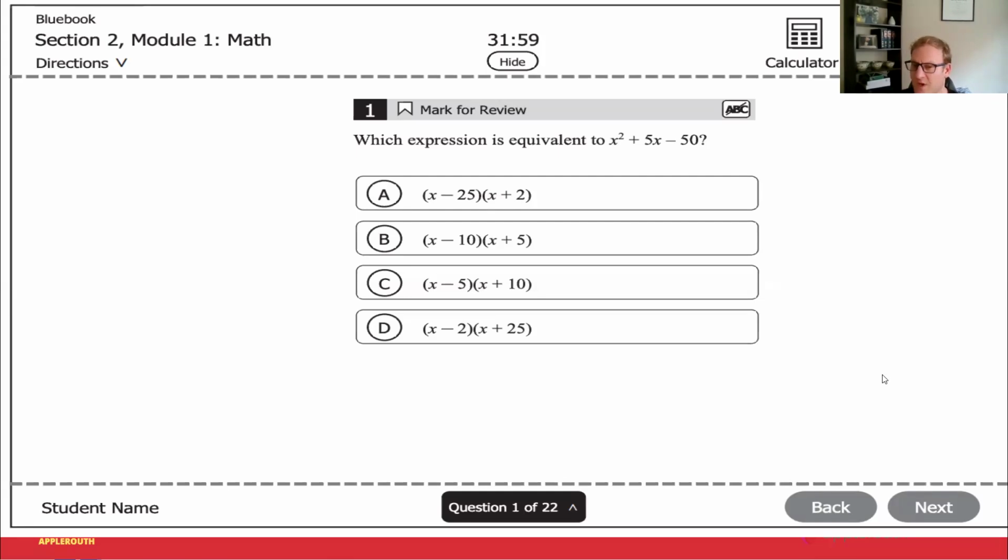You can also mark for review or answer eliminate, but I feel like the answer eliminator is much less effective than it would be on verbal. So calculator, reference sheet, those are the big ones.